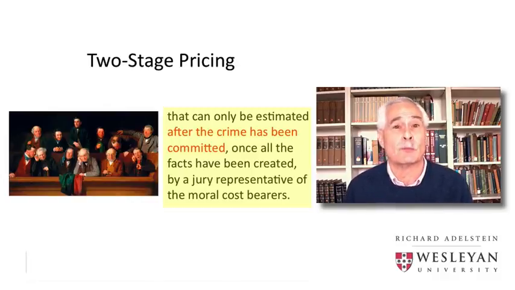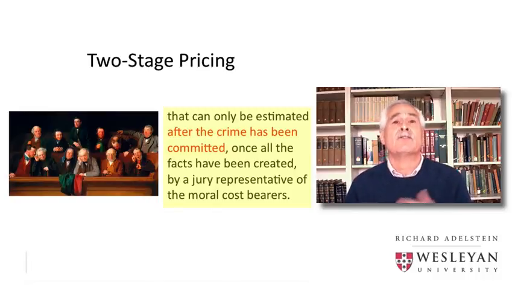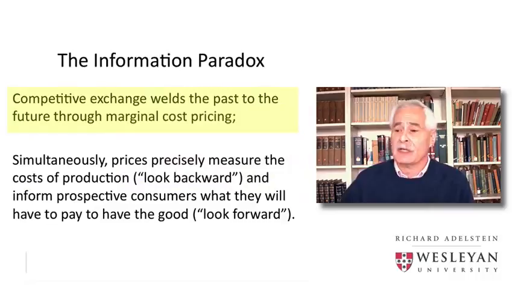The jury determines first whether the defendant has in fact taken the entitlement, that is, whether he's guilty or innocent, and then determines what the liability price will be as it tries to estimate the moral costs, standing in for all of the moral cost bearers themselves.